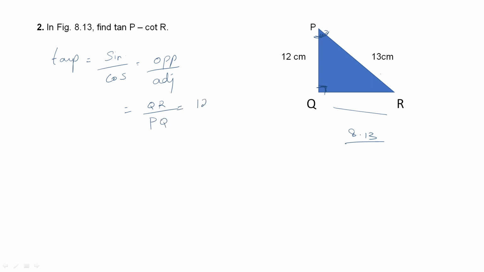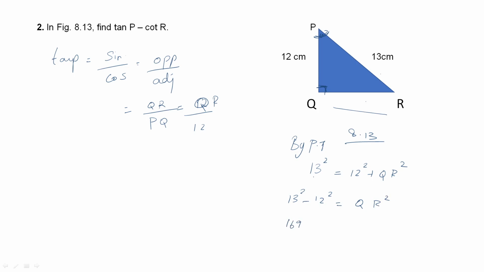So this will become QR by 12. Of course we don't know QR. Okay, we have to find out QR by 12. So QR we have to find out means again we have to use Pythagoras theorem. You have to write by Pythagoras theorem. What is the Pythagoras theorem? Hypotenuse square is equal to sum of the square of the other two sides. So this will become 13 square minus 12 square is equal to QR square.